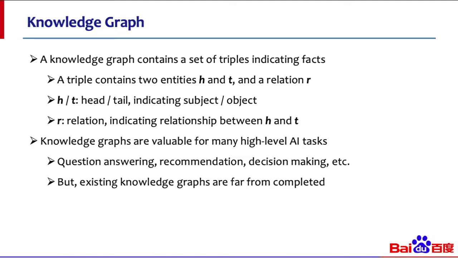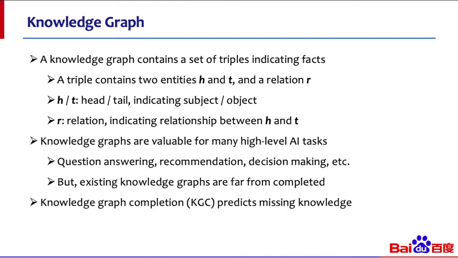In many high-level artificial intelligence problems, knowledge graphs are valuable external resources. For example, in question answering, knowledge graphs are used as the knowledge sources. In recommendation, knowledge graphs provide connecting information between users and items. However, existing knowledge graphs are far from complete, even for the well-known knowledge graphs such as Freebase and WordNet. There are still many missing facts.